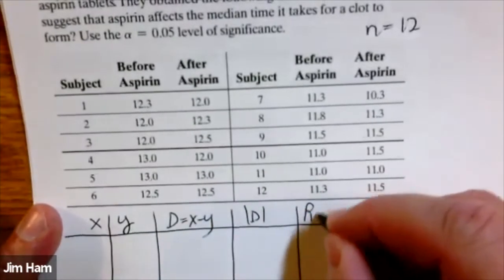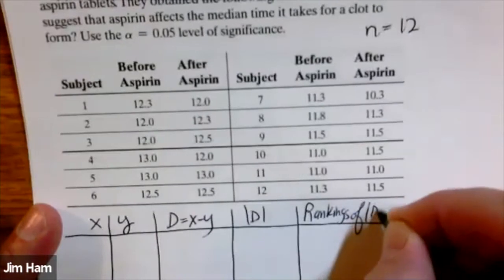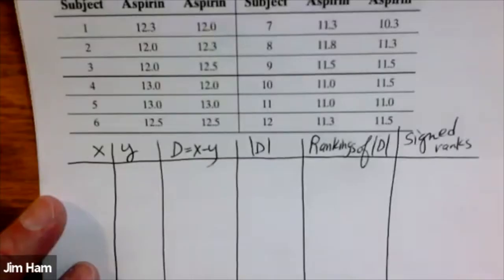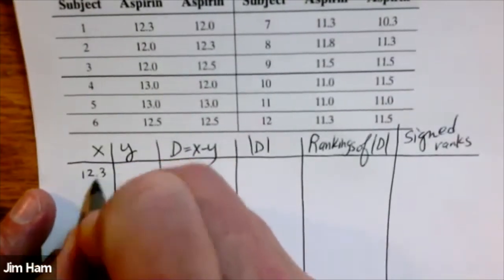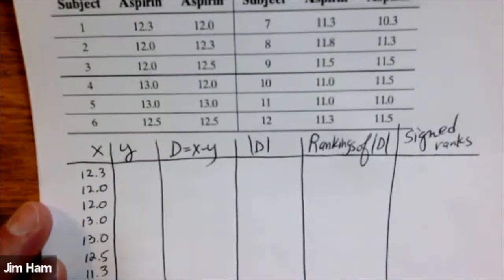Then we're going to have the rankings of those absolute values of d, and then we're going to have the signed ranks. All right, so I'm going to bring these numbers down, 12.3, 12.0, and so on. It looks like the clotting time, regardless of the individual, is all about the same.